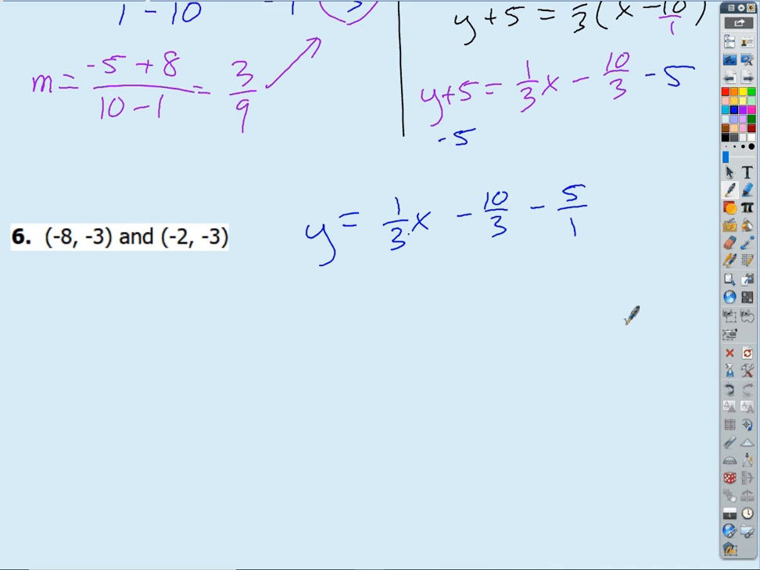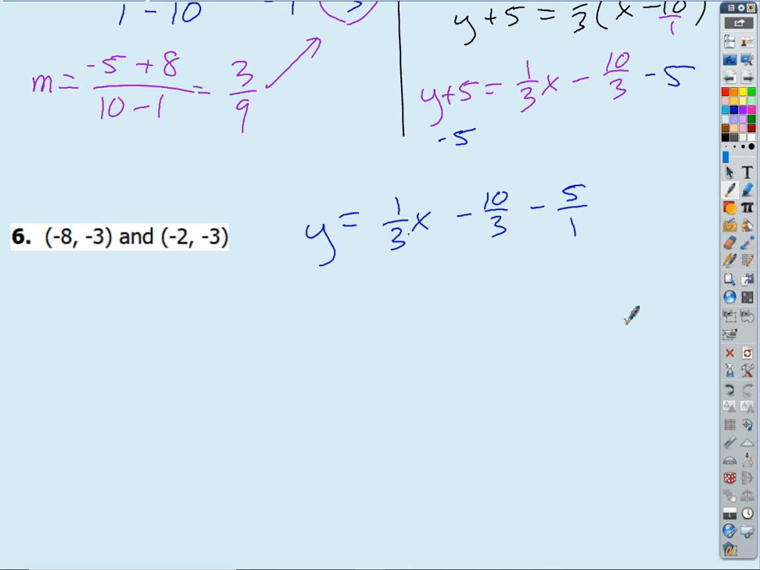Yes, sir? Would it be negative 25 over 3? It is, but now I'm not worried about the answer so much yet. I wanna know how we get there. You would just turn 5 over 1 to 15 over 3. Okay, so now we've gotta get, what do we call that though? What do we have to do?